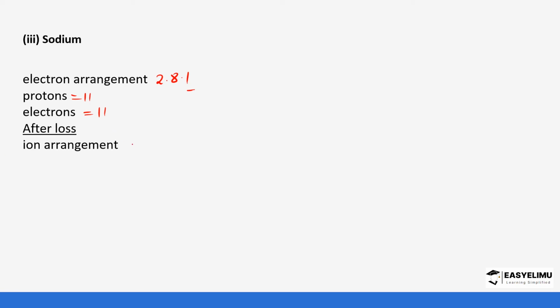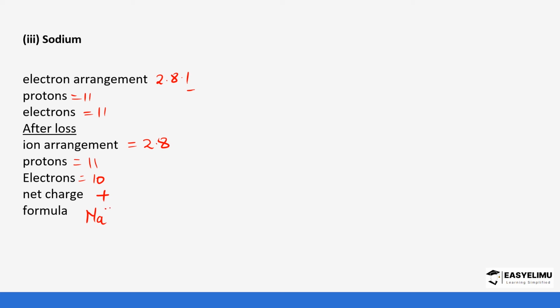So when it loses 1 electron, the new ionic arrangement becomes 2.8, and the number of protons do not change, but the number of electrons change to 10. So you can see we have more protons, so the net charge becomes positive. You don't have to write 1. So when you write the formula, it's going to be the symbol of sodium, which is Na, with a positive.